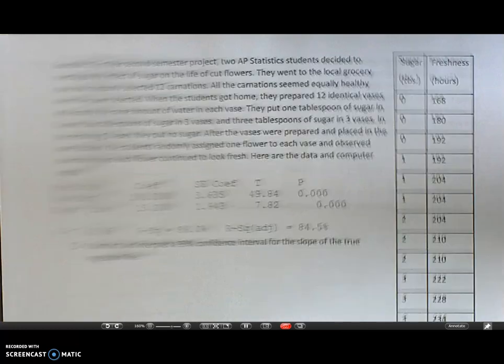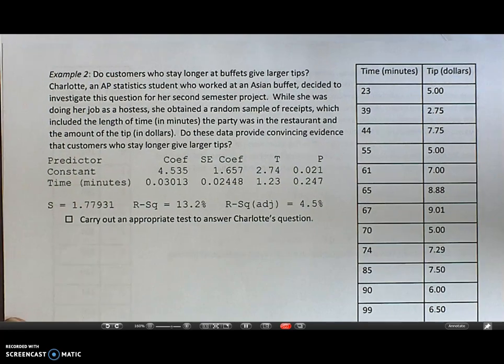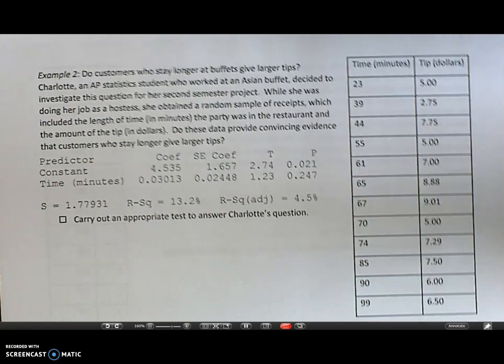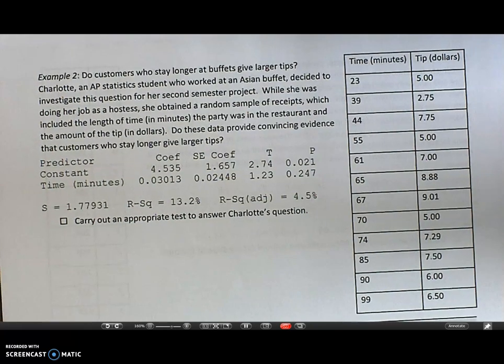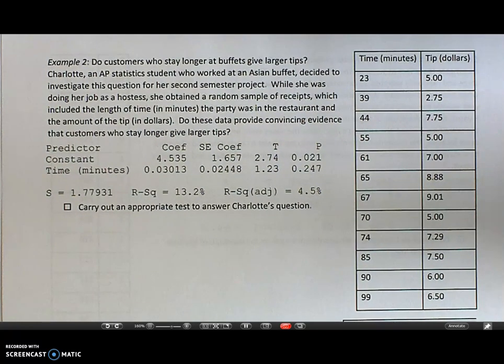For example 2, we already did example 1. For example 2: do customers who stay longer at buffets give larger tips? Charlotte, an AP statistics student who worked at an Asian buffet, decided to investigate this question for her second semester project. While she was doing her job as a hostess, she obtained a random sample of receipts, which included the length of time in minutes the party was in the restaurant and the amount of tip in dollars. Do these data provide convincing evidence that customers who stay longer give larger tips?